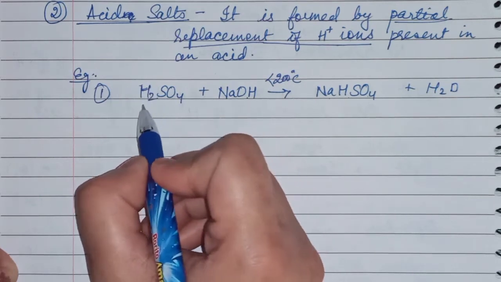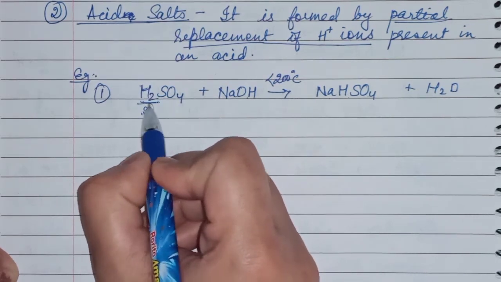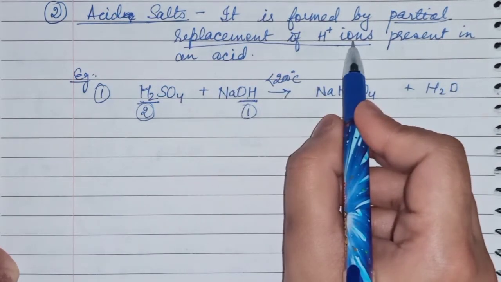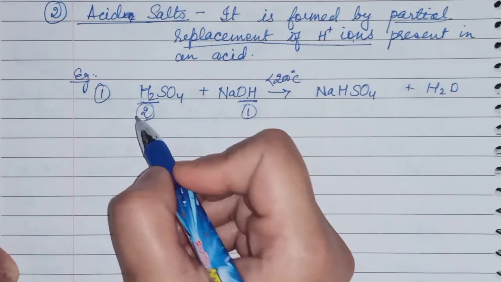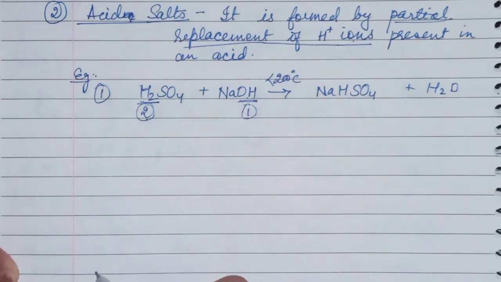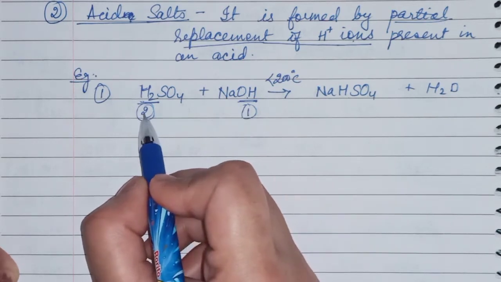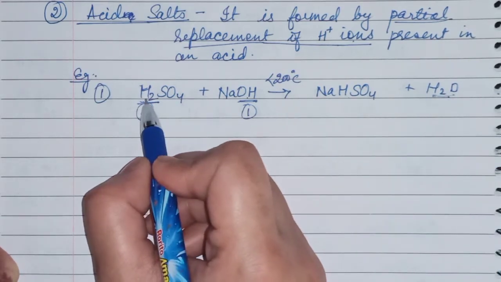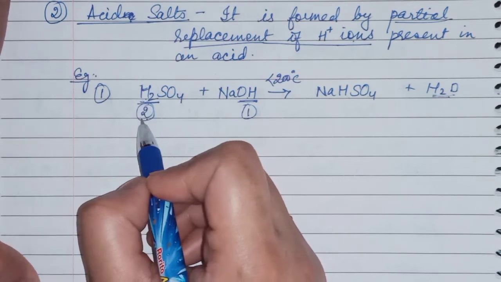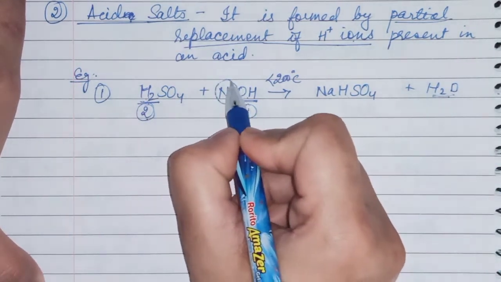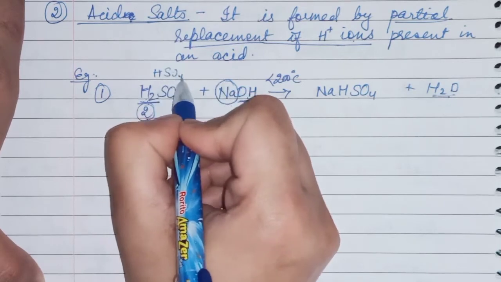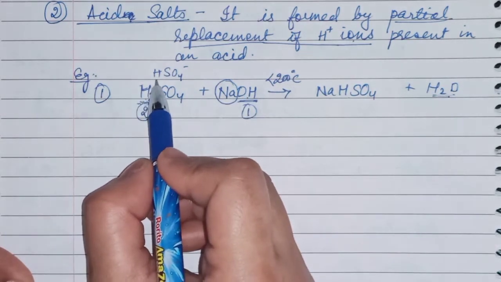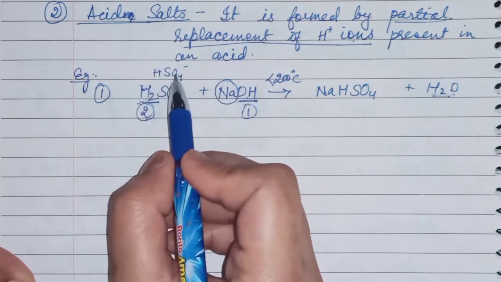Now see here, how many H plus ions are there? 2. How many OH minus ions are there? 1. So partial replacement of H plus ion. Out of 2, only 1 will get replaced by OH minus ion. So after removing 1, what will you get? 1 molecule of water and 1 H will remain here with the acid only. So here the salt is formed between Na and HSO4 minus. That H is left here. It is not ionized. It is not forming an ion.